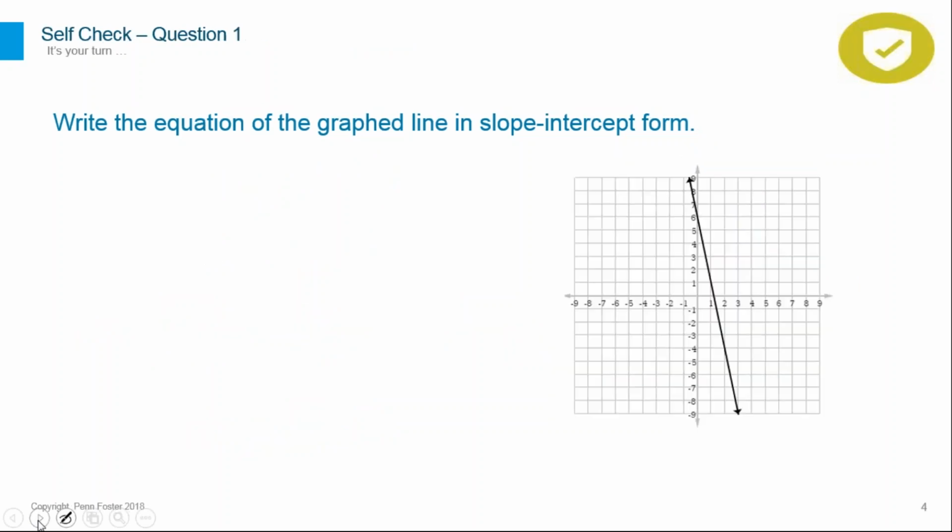And this question is for you to try. Let's read the question together, and then you're able to pause the video, do the problem, and come back for the answer. Write the equation of the graphed line in slope-intercept form. Before I let you do the problem, let's remind ourselves of what the slope-intercept form is. Y equals mx plus b. You're able to pause the video, work on it, and come back.